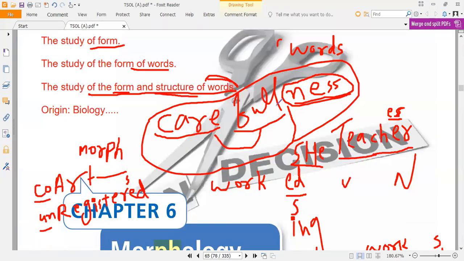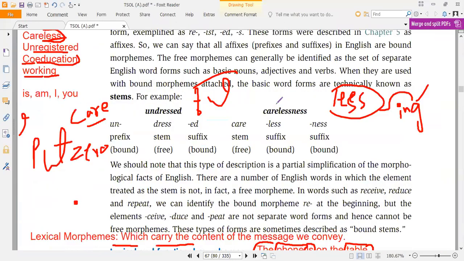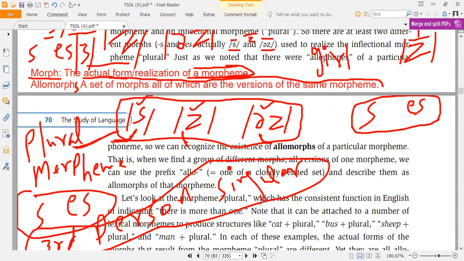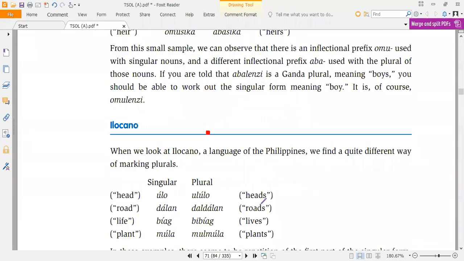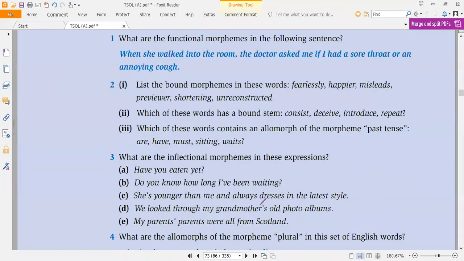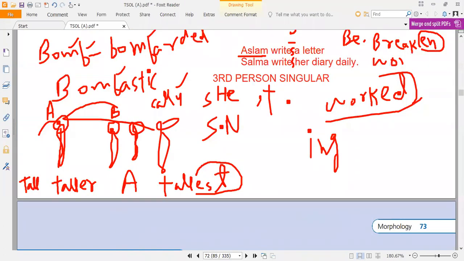Yes, okay, sir. Do you have another class now? Yes, sir. Your class, the teacher will be waiting for you, so you had better come. Thank you, sir. See you in the coming class. Stay home and stay safe. Allah Hafiz. Okay, sir.